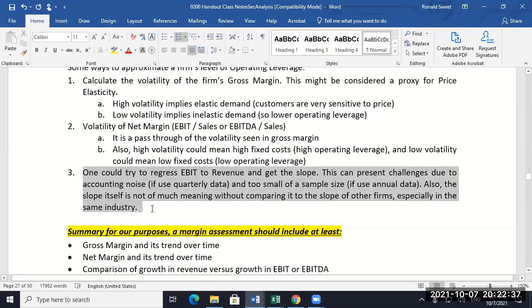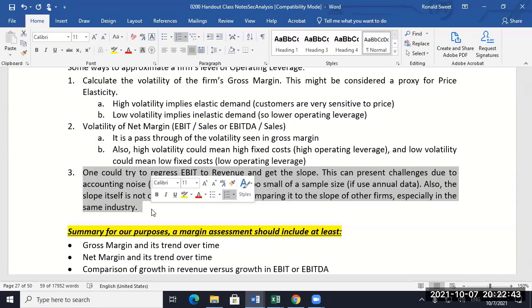Now, I've had some students try this. You do a regression of your EBIT to revenues. You can try that. I think you're going to find there's so much noise that you're going to have a tough time. And part of your problem is you do the regression, you get a nice slope, and then what? What does that slope mean? To me, that slope, without comparing it to other firms, really doesn't tell you much.